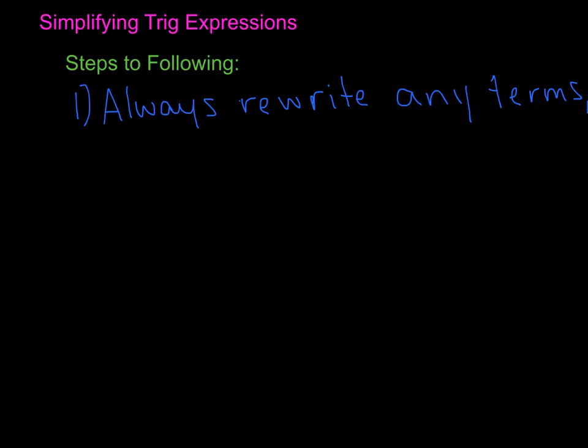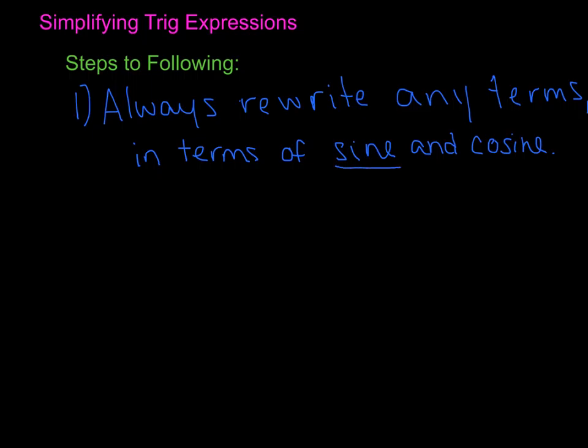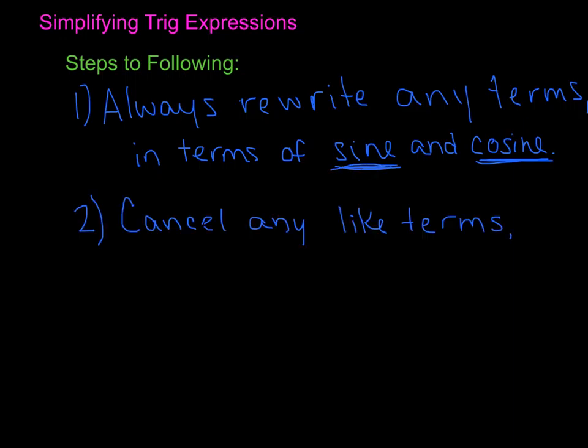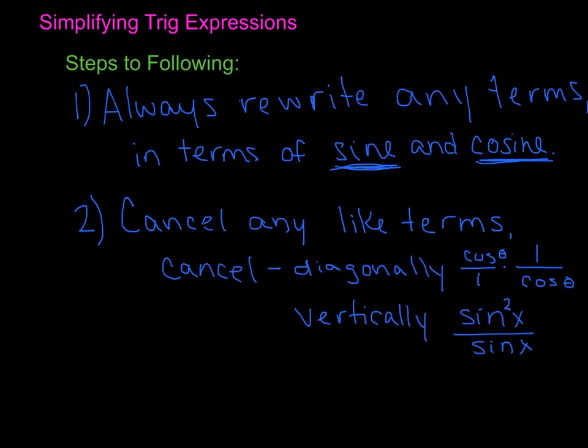you want to rewrite any terms in terms of sine and cosine. Everything can be rewritten, all the trig expressions, in terms of sine and cosine. The next thing you want to do is cancel any like terms. And remember, when you cancel, you can only cancel diagonally.